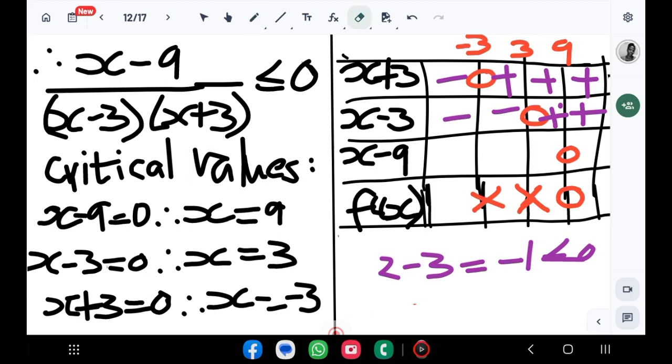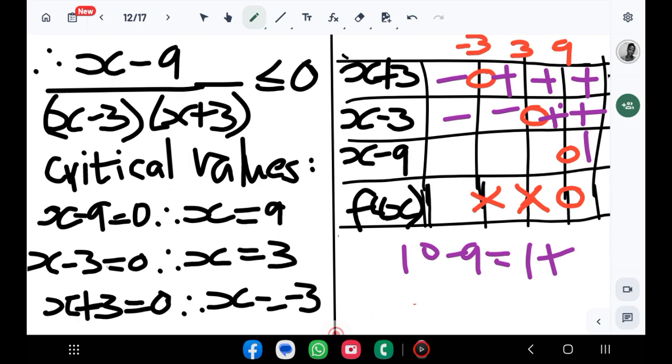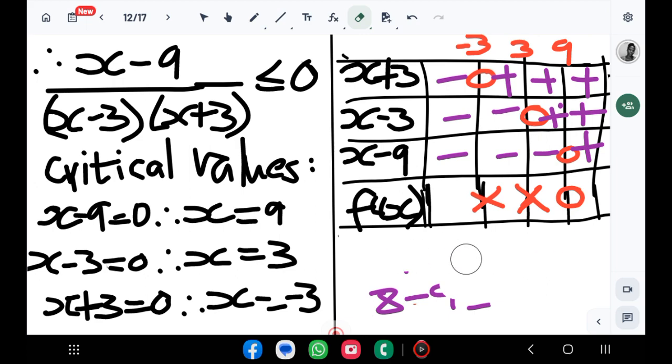X minus 9 is 0 at 9. And it is positive to the right of 9 because, for example, if you put 10 minus 9, that is equal to 1, which is positive. So it's positive to the right. But to the left, it's negative. Let me give you an example. For example, 8 minus 9 is equal to negative 1, which is negative. So anything to the left is negative. Now the signs are here for the f of x.